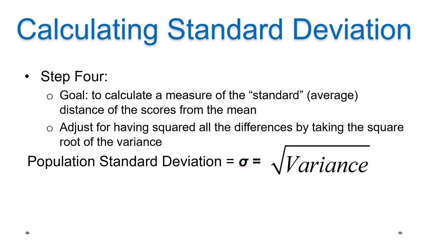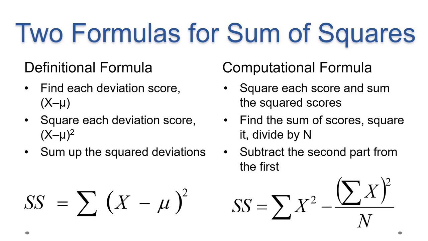Now, there are two ways to calculate the sum of squares, the numerator of the variance and standard deviation formulas. One way is what I just covered, where we calculate each deviation score, square each of the deviations, and then add up the squared deviations. This is the definitional formula for sum of squares. All of the textbooks use this formula. However, there is an easier way to calculate sum of squares called the computational formula. This formula leads to fewer calculation errors.